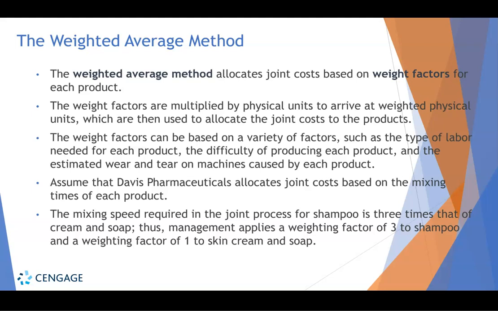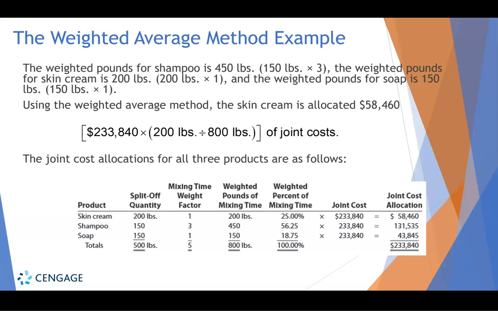process for shampoo is 3 times that of cream and soap. So management applies a weighting factor of 3 to shampoo and a weighting factor of 1 to skin cream and 1 to soap. So in this scenario, we'll take the 450 pounds, 150 pounds for shampoo times 3. And then for skin cream, we'll take the 200 pounds times 1. And for the soap, we'll take 150 times 1.